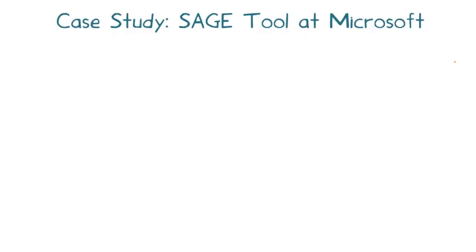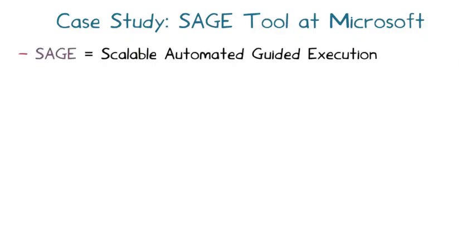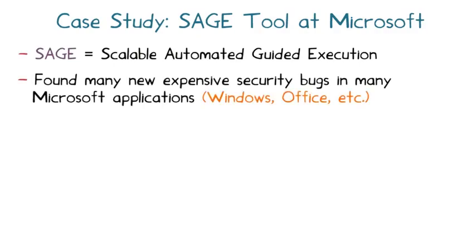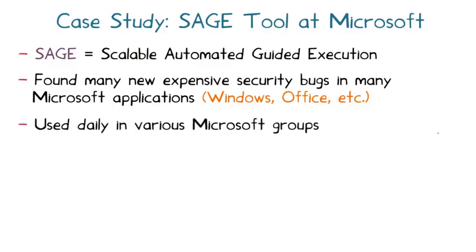As illustrated using a series of examples in this lesson, DSE is useful for testing small units of code, but it has also been applied to test entire large complex programs. Let's look at one of the most successful case studies in this category, the Sage tool developed by Microsoft. Sage is an acronym for Scalable Automated Guided Execution. To date, it has discovered many expensive security bugs in many Microsoft applications such as Windows and Office. It is used daily in various Microsoft groups and runs continuously on hundreds of machines.